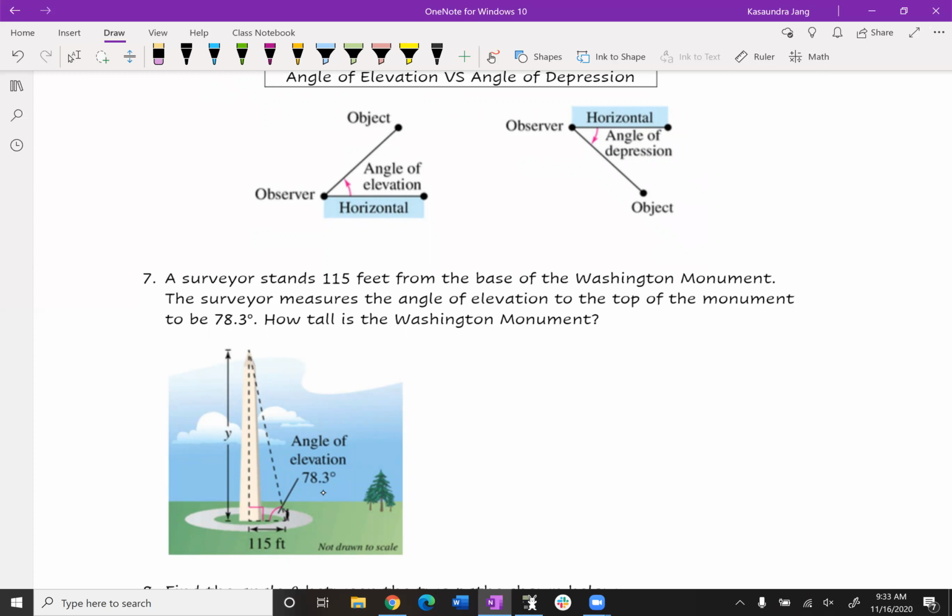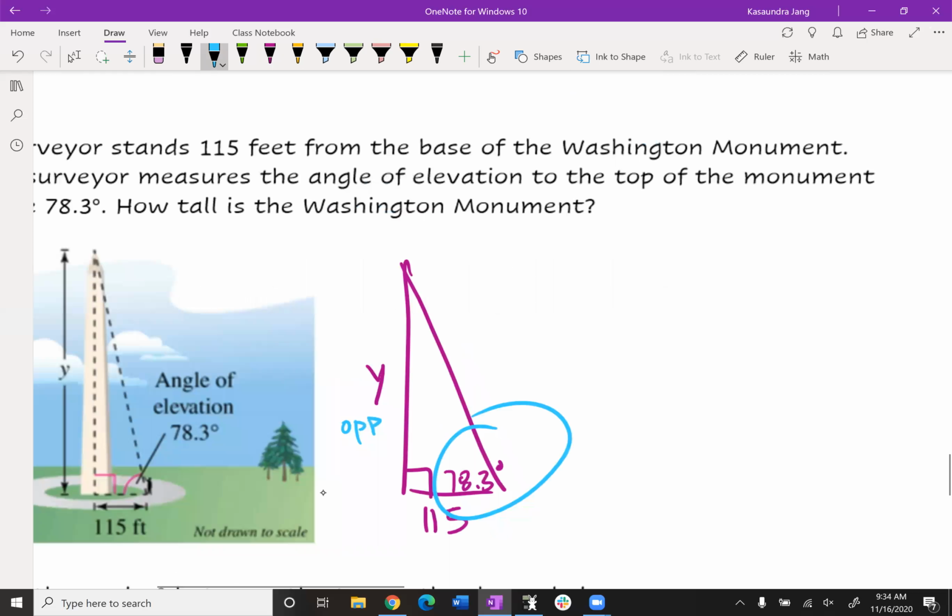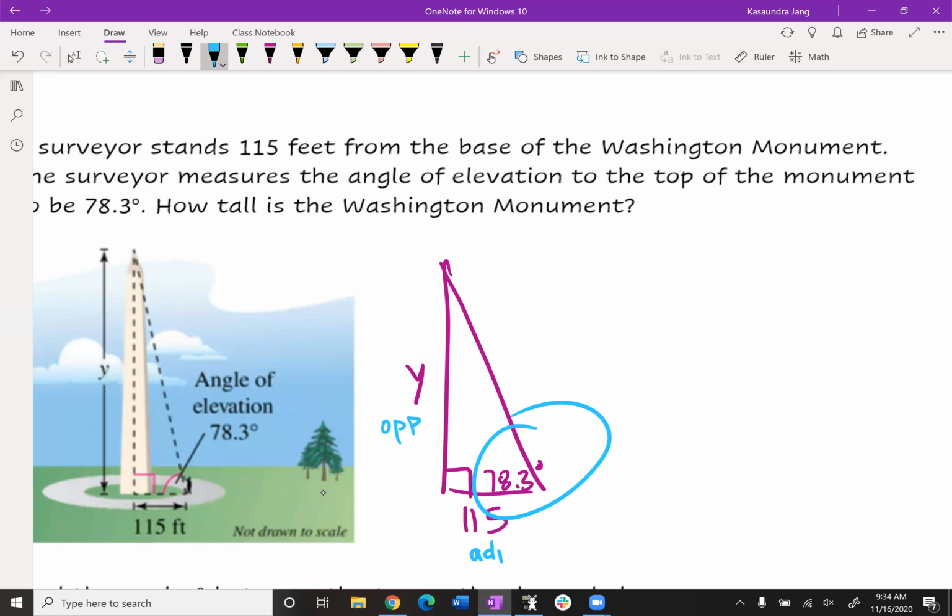So if you just look at the triangle, I see a right triangle with 78.3 degrees in that corner. I see 115 feet right here. And then there's the y that I've got to find. So I'm just considering the triangle. The y is opposite from the 78.3 degrees. The 115 is adjacent to that. And I don't really know anything about this distance. This is the hypotenuse, but I don't have much information about it.